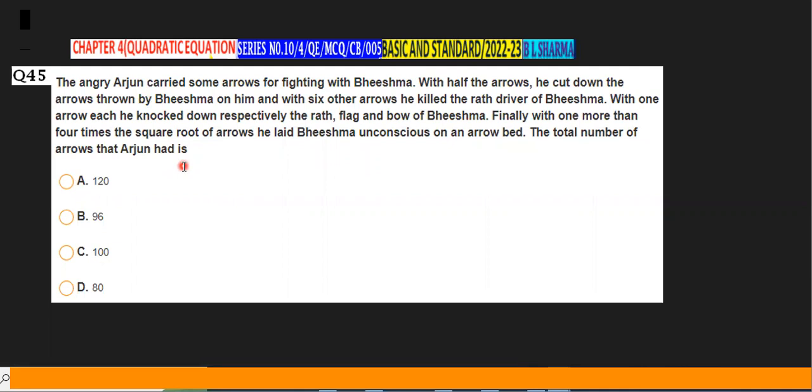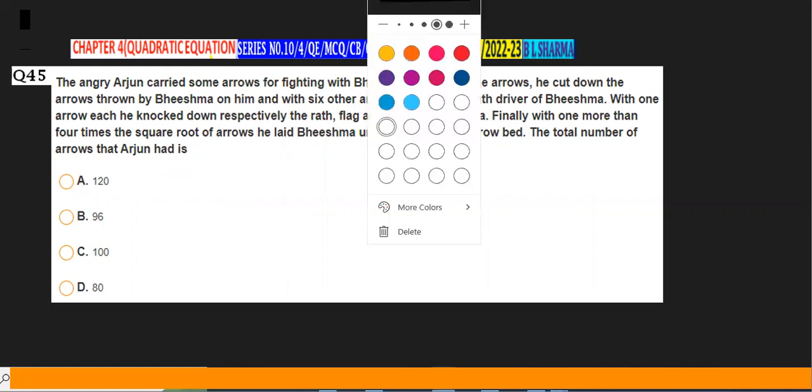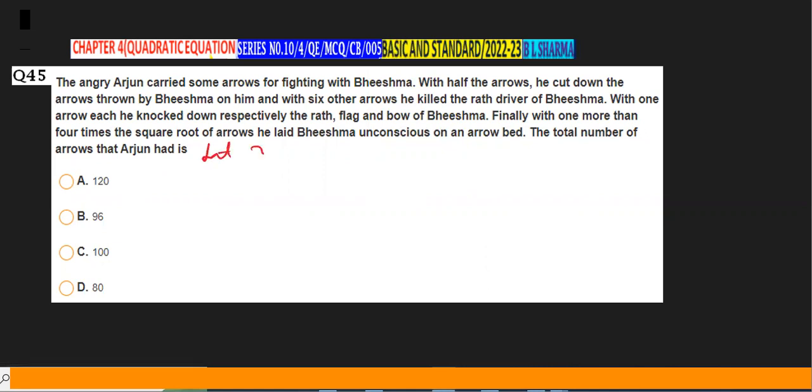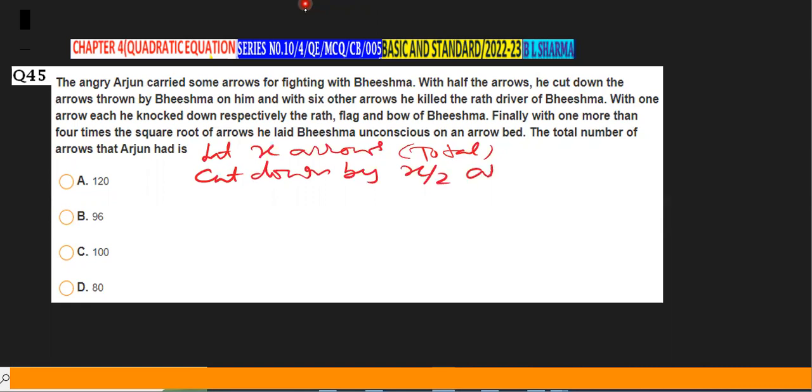देखिए अर्जुन के पास कितनी, मान लीजिए कि suppose करिए कि Arjun had x arrows, टोटल उनके पास x arrows टोटल। इसमें से जो हाफ है, he cut down the arrows, तो cut down the arrows means x by 2 arrows टोटल में से आधे को उन्होंने जो भीष्म का एरोज हैं उनको कटने के काम लिया, नंबर 1. नंबर 2, with 6 other arrows he killed the Rath driver, को किल करने में कितने काम लिया उन्होंने, that is total 6 arrows.